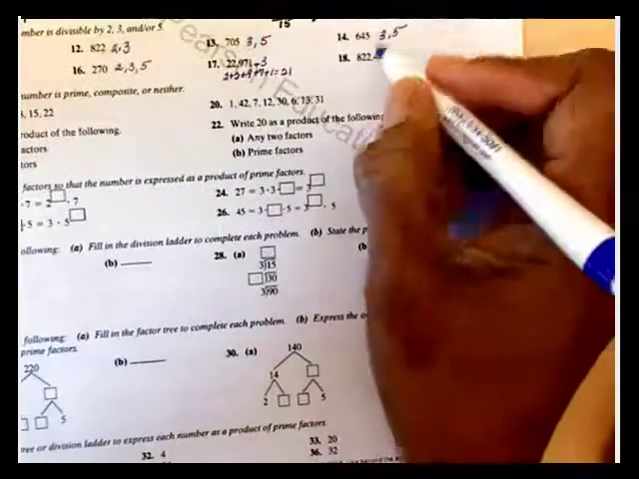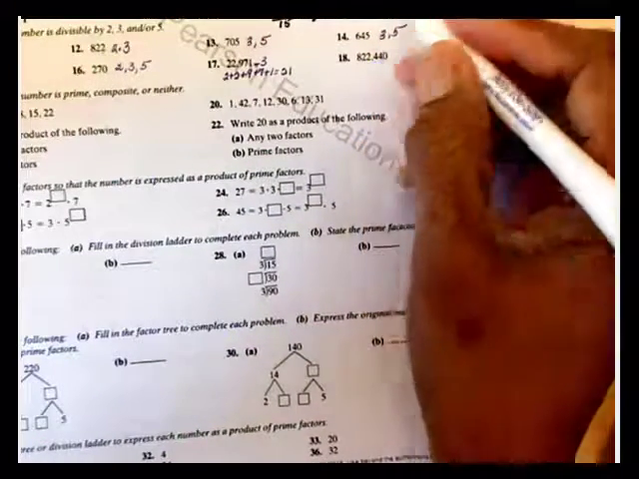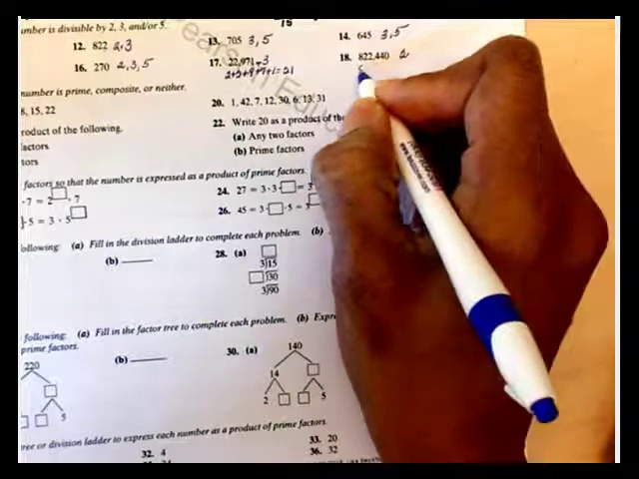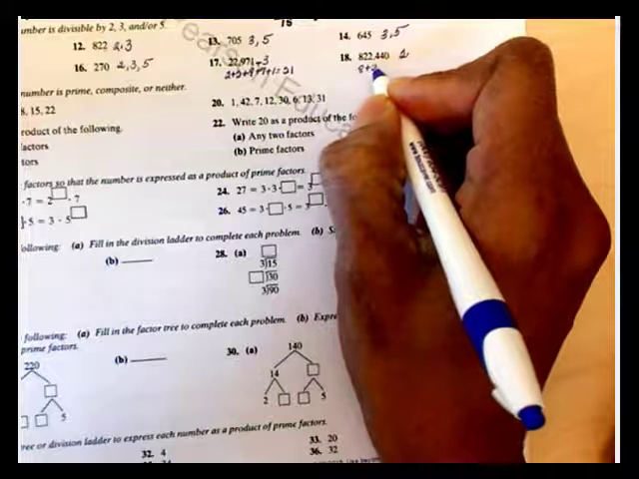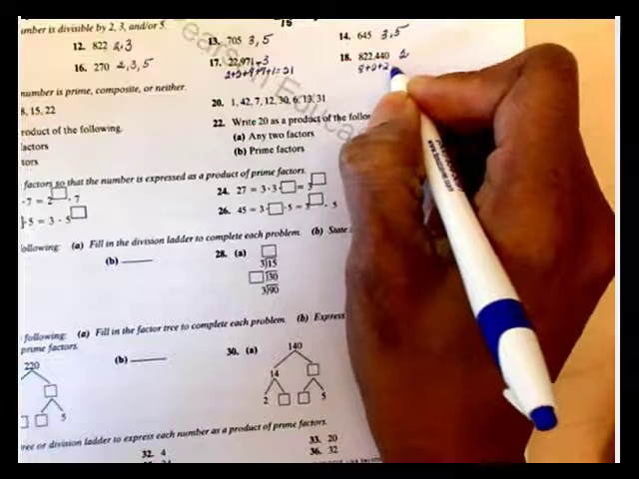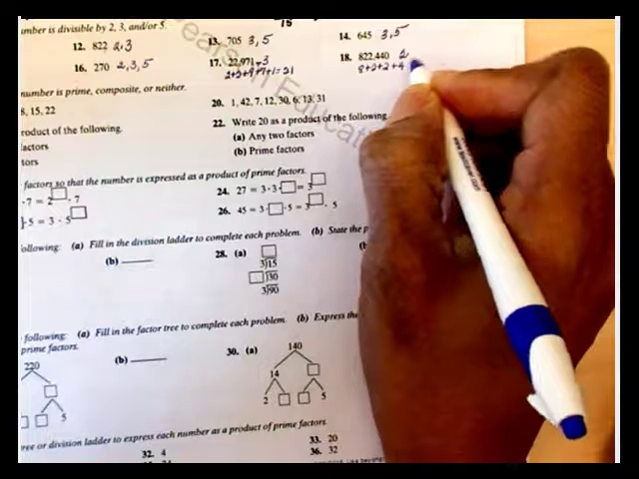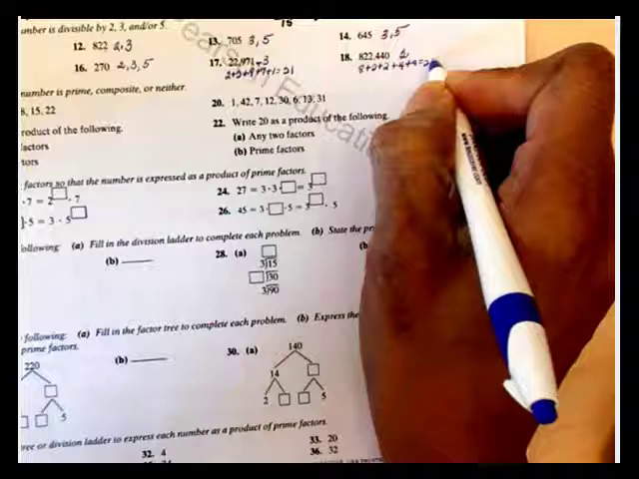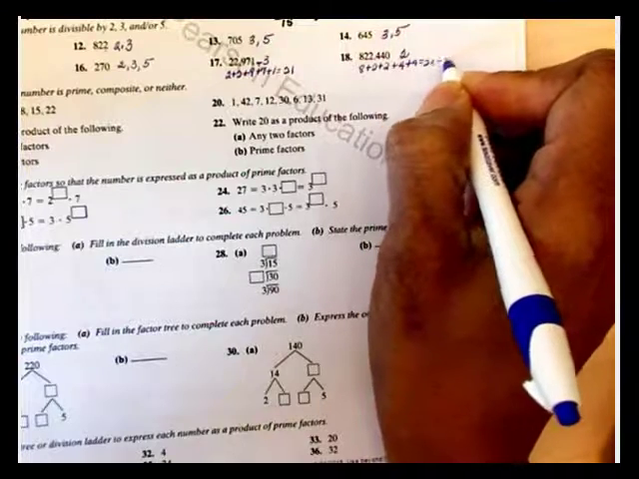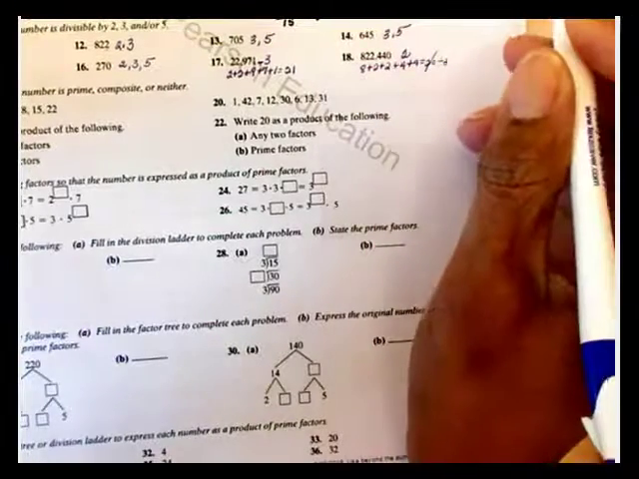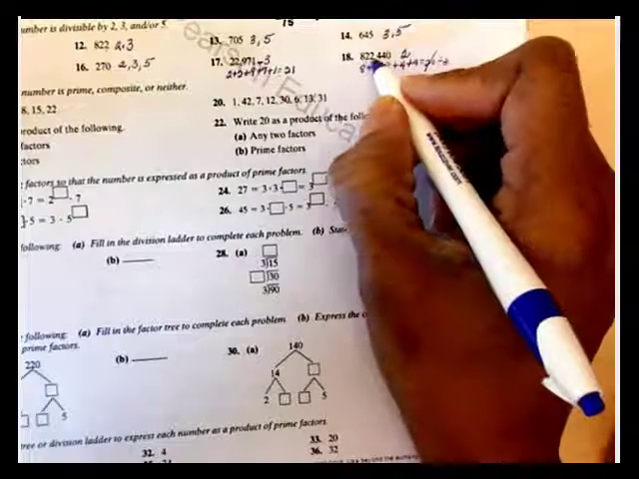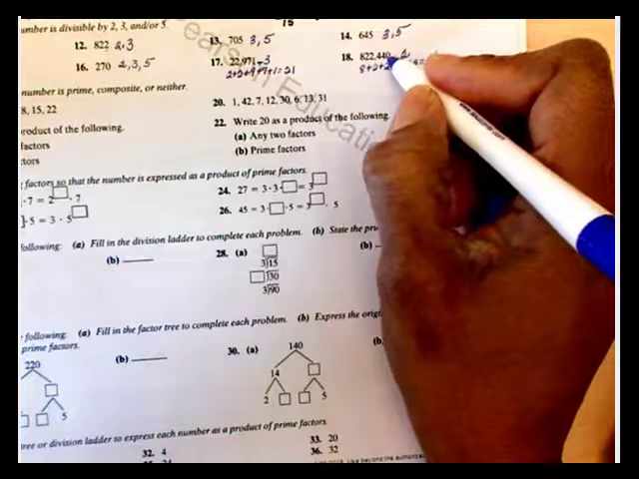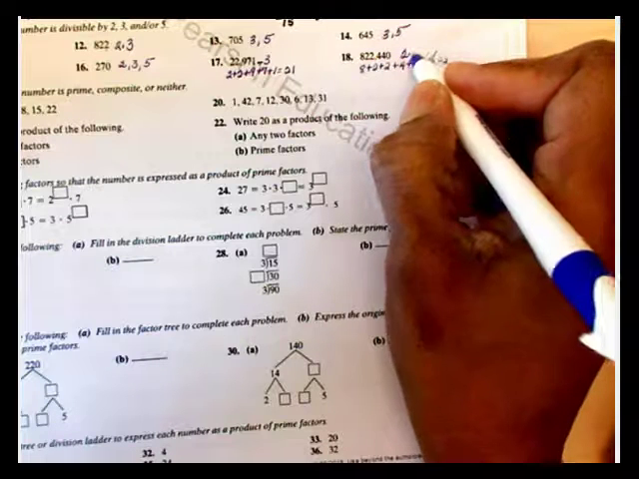Look at number 18, 822,440. Last digit is even, so it's divisible by 2. Let's add 8 plus 2 is 10. 10 plus 2 is 12. 12 plus 4 is 16. 16 plus 4 is 20. 20 is not divisible by 3. So 822,440 is not divisible by 3. But if we look at the last digit, it's a 0. Any number that ends in 0 or 5 is divisible by 5.